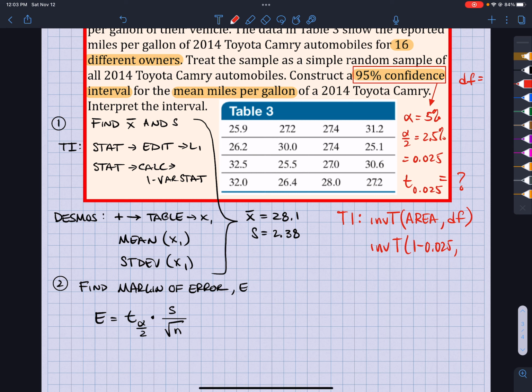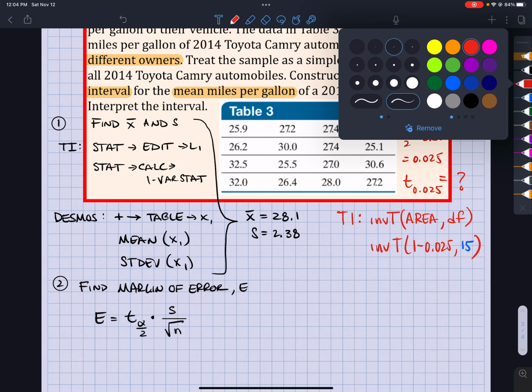So degrees of freedom is going to, let me show you. Let's do this. N is equal to 16. So degrees of freedom is equal to 15 because n minus 1. So that's why we would put the 15 in here.